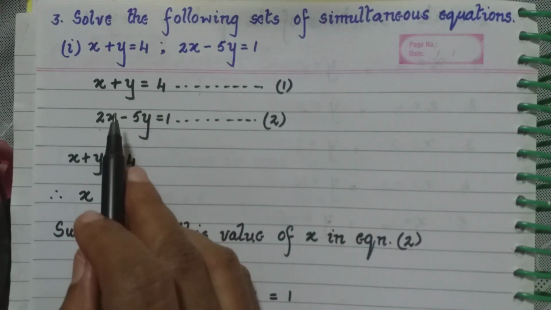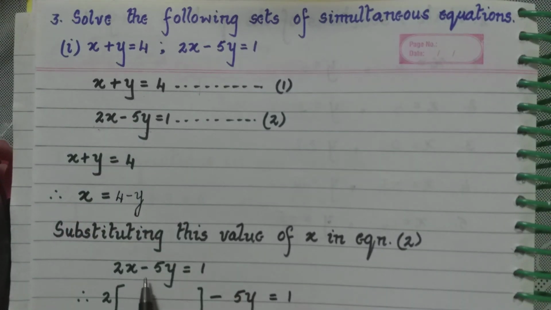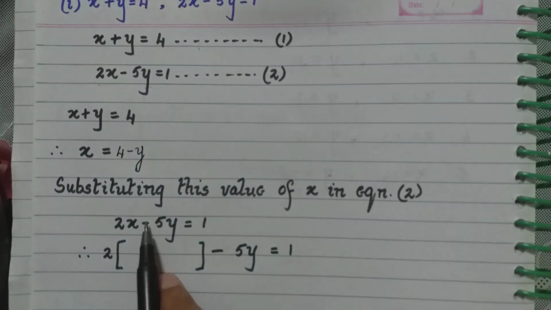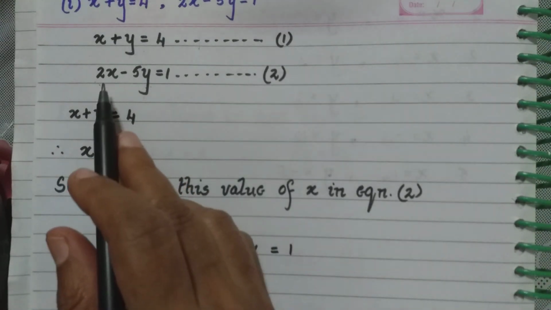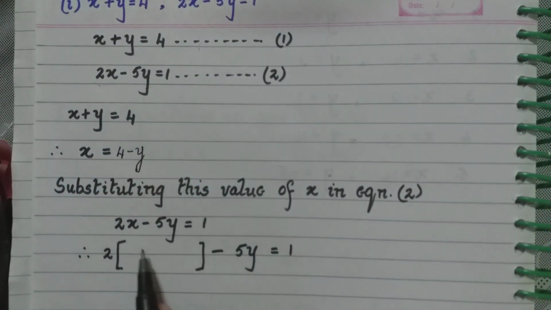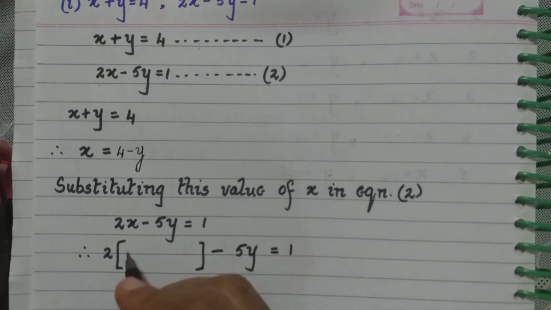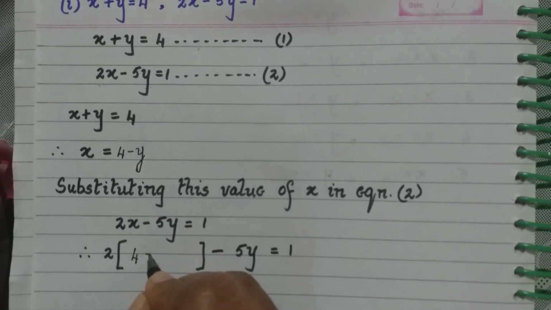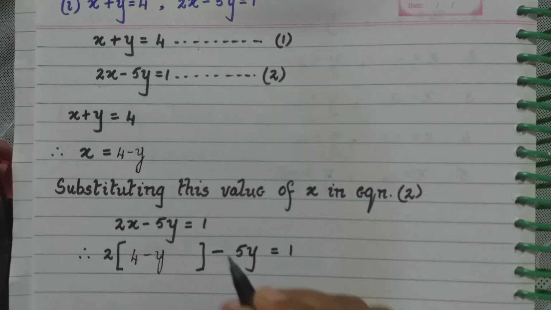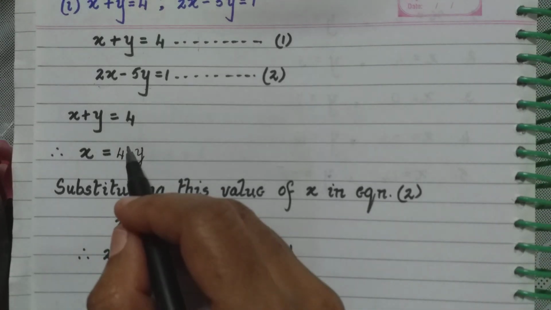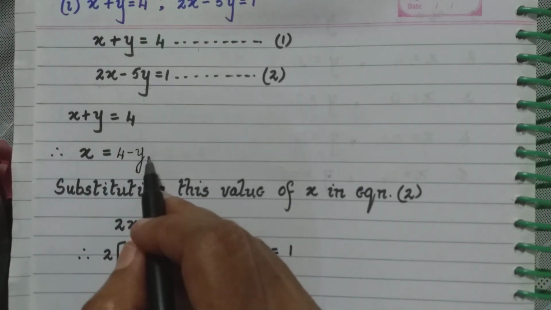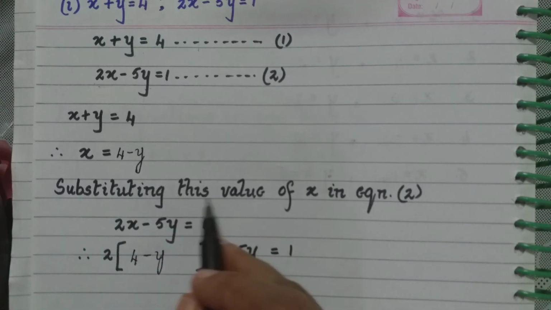In place of x, now I will write 4 minus y. So, I will write the second equation 2x minus 5y equal to 1 here. And in place of x, I will write 4 minus y. That is here, I will write 4 minus y. Now, if you had taken here y is equal to 4 minus x, what would you write here?